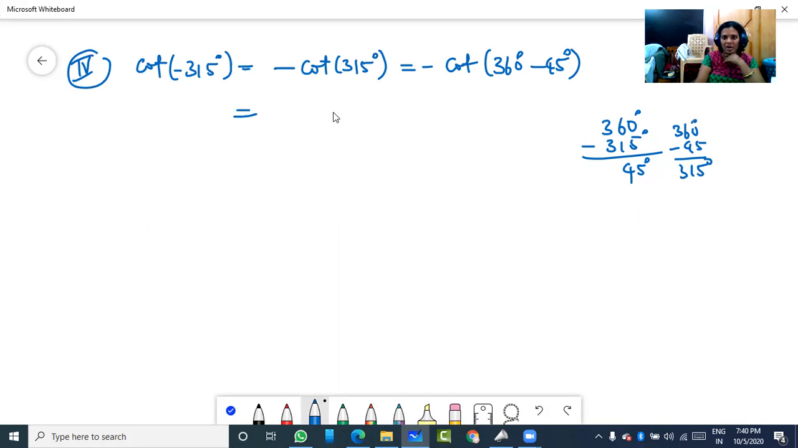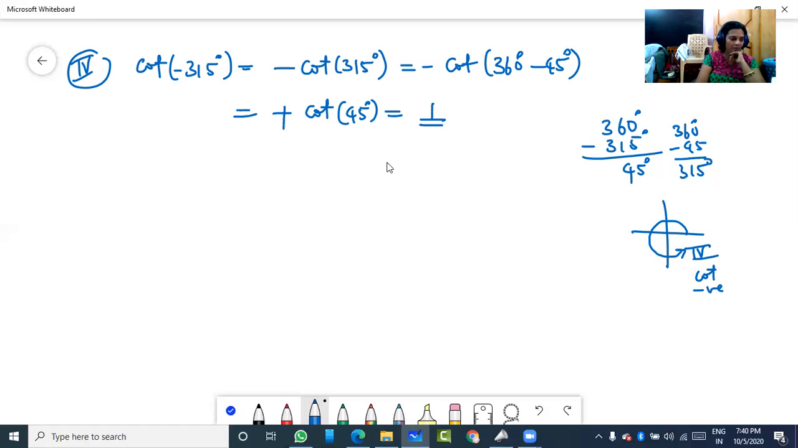Next, if it is 360 degrees minus, cot will come. Cot 45 degrees. And again, here 360 minus 45 means it is in the fourth quadrant. In the fourth quadrant, is cot positive or negative? It is negative. So here already a minus is there. For this angle, negative will come. Negative into negative is positive. This is cot 45 degrees, which is equal to 1.